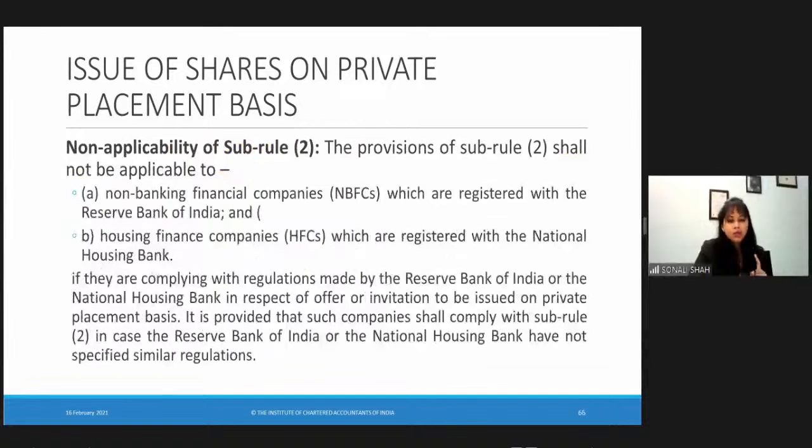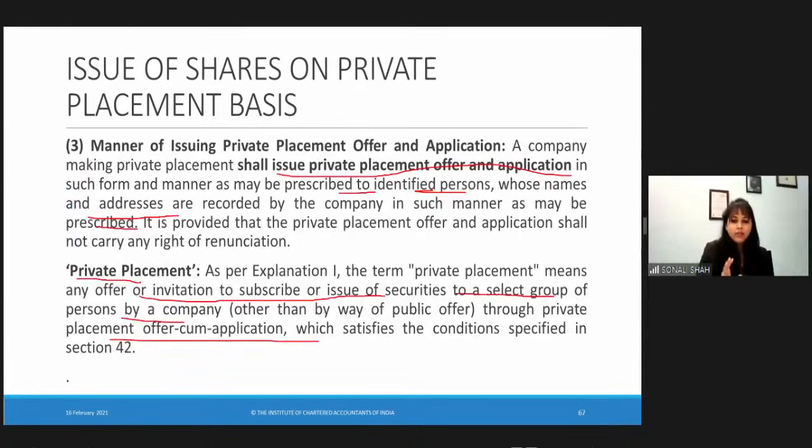Now, coming to the second point. The exception to the limit of members is not applicable to NBFC and HFC. So the NBFC and HFC will be governed by the rules and regulations made by RBI and the National Housing Bank for private placement. If the RBI and the National Housing Bank have not made rules pertaining to the same, they will be bound by provisions provided in the Companies Act. Point number 2.